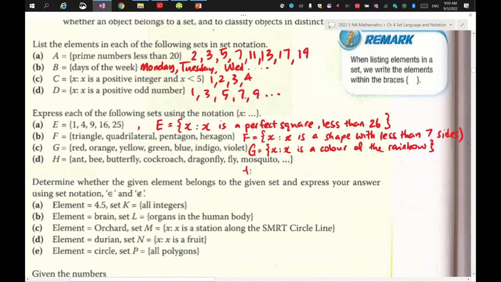H. Okay. X is an insect. Correct? All these are insects, right? Yeah, correct. Butterfly also insect. So in this part D, there's no end. It carries on forever.